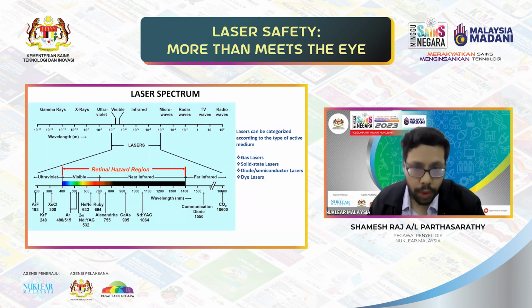Talking about laser, you can't run away from knowing the laser spectrum. To recap, on the electromagnetic spectrum we have radio waves, TV waves, radar, microwaves, infrared, visible, and ultraviolet. These are generally in the non-ionizing spectrum, and then X-rays and gamma rays are in the ionizing radiation. Lasers technically operate in the visible, infrared, and ultraviolet regions. Infrared can be divided into near infrared and far infrared.